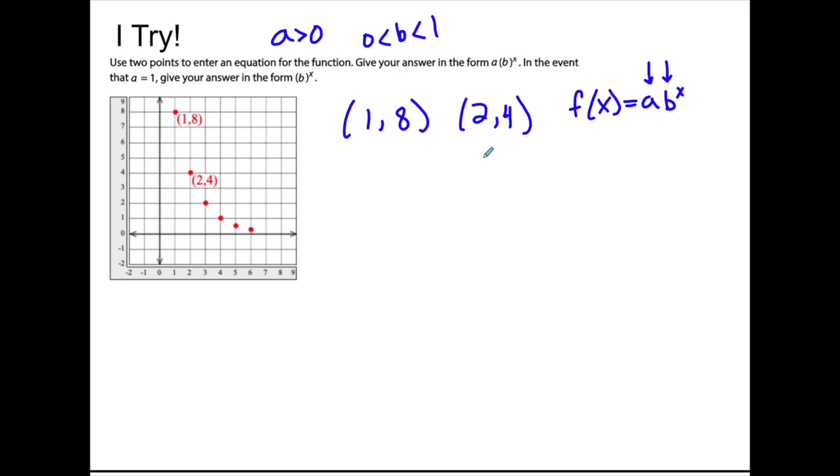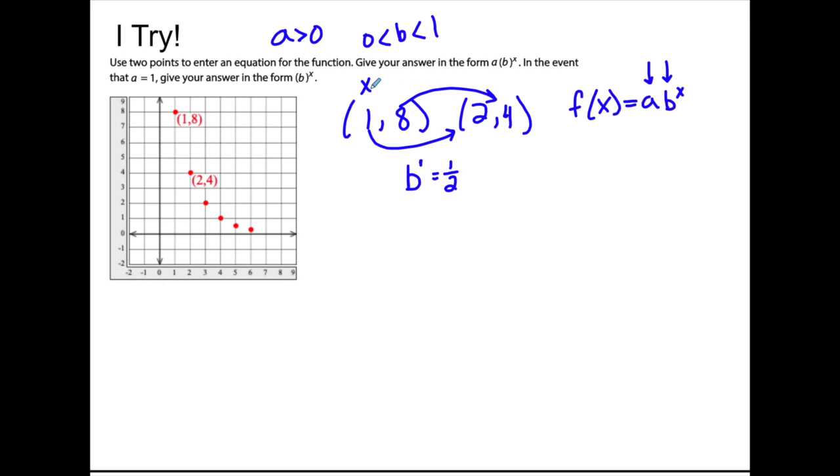Okay, so what I'm going to do to find that ratio is I'm going to do this. I'm going to note that to get from 8 to 4, I need to multiply by b 1 time. Because to get from 1 to 2, I need to multiply by b 1 time. And then I'm going to need to multiply to get from 8 to 4. I'm going to need to multiply by a half.